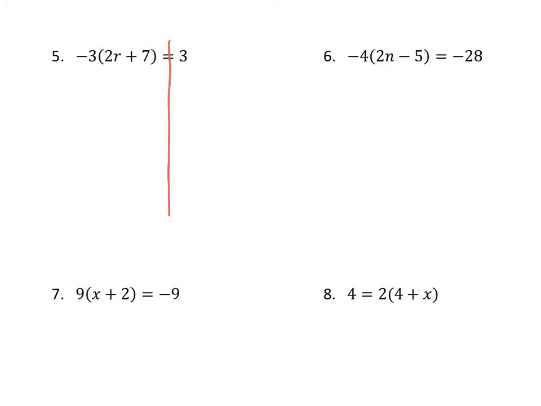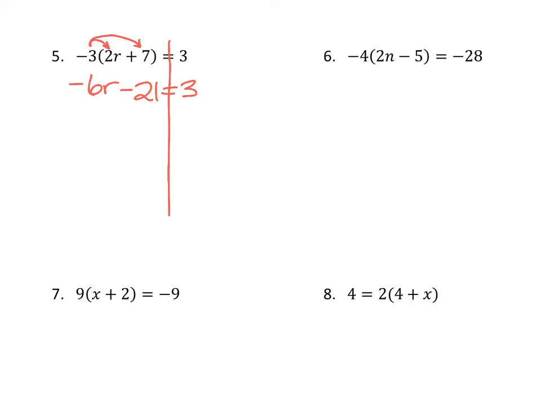Now we notice this -3 is in front of parentheses, so what's that vocabulary word we're going to do? We are going to multiply. What's the word for it? Starts with a D? Distribute. Yeah, we are multiplying, so I'm glad you knew that. We are going to multiply -3 times 2r and -3 times positive 7. -3 times 2r would be a -6r, and -3 times positive 7 would be a -21.